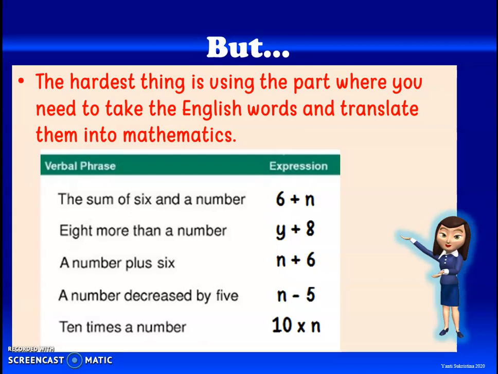The last one, 10 times a number. You may express it as 10 times n. So those are the examples of translating English words into mathematical expressions.